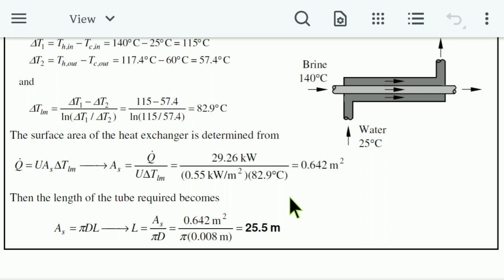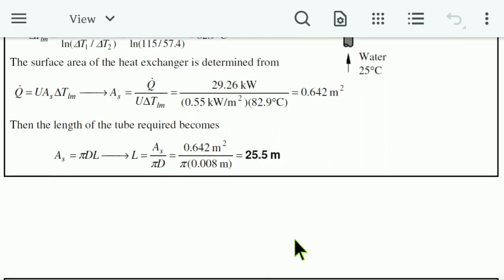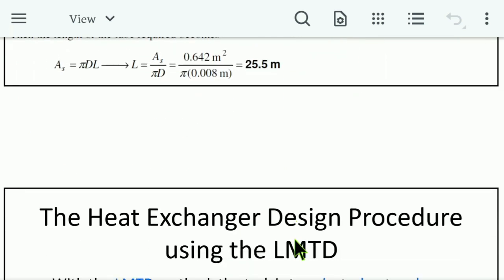Then the length of the tube required becomes the surface area. AS is equal to pi d L. Here L is unknown, so L is equal to AS divided by pi d. The value of AS is 0.642, pi means 3.1416, and d is equal to 0.008 meter. So the value of L is 25.5 meter. So this is the solution of this particular problem.